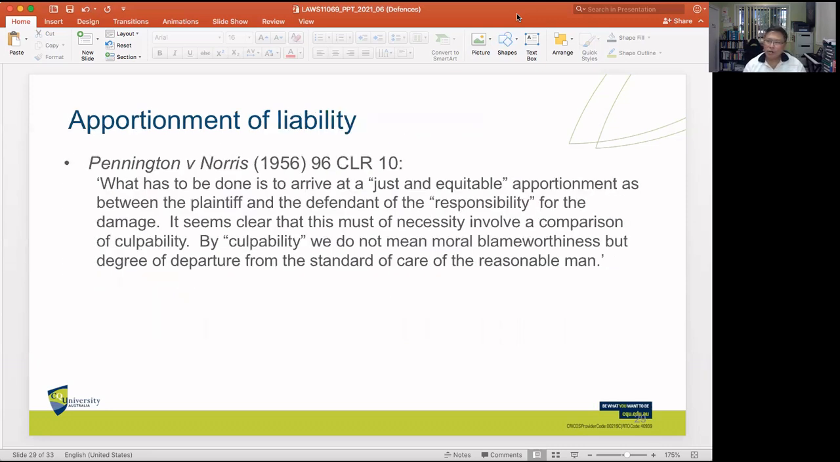Now, as we said, we talk under the legislative developments of the state parliaments. There's now an apportionment of liability. In Pennington versus Norris, the High Court said that in terms of apportionment, what has to be done is to arrive at a just and equitable apportionment as between the plaintiff and the defendant of the responsibility for the damage. It seems clear that this must of necessity involve a comparison of culpability. By culpability, we do not mean moral blameworthiness, but degree of departure from the standard of care of the reasonable man.